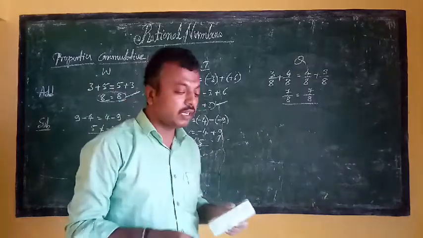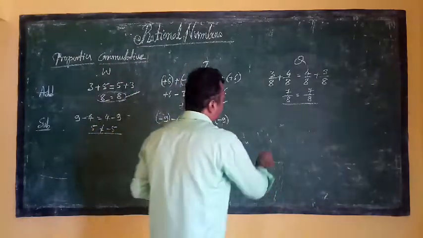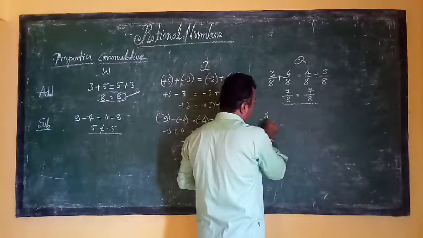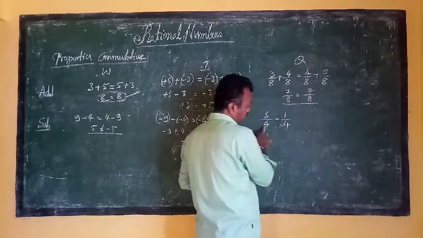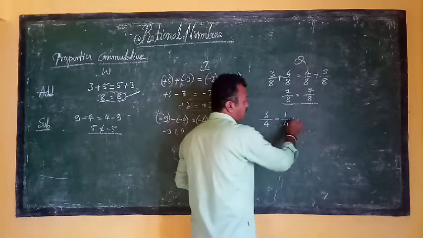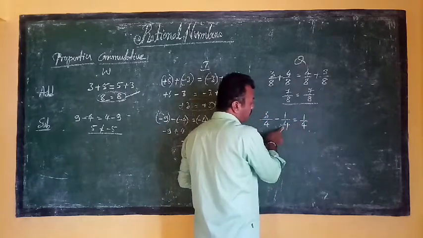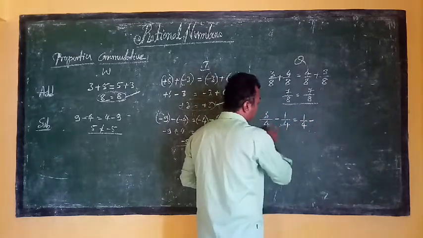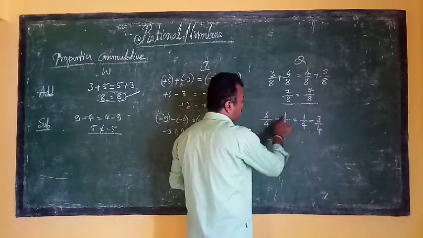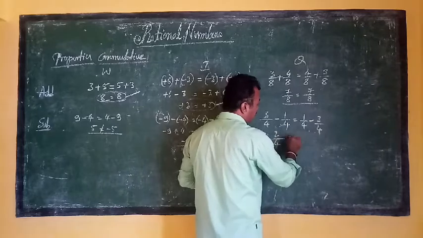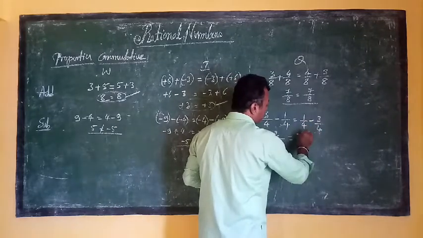And then next, rational numbers. Are rational numbers commutative under subtraction? 3 by 4 minus 1 by 4: this is one rational number and this is another. I will subtract in the different order, writing 1 by 4 first and minus 3 by 4 next. With 4 as the denominator, 3 minus 1 becomes 2, so 2 by 4. On the other side, with 4 as the denominator, 1 minus 3 becomes minus 2.